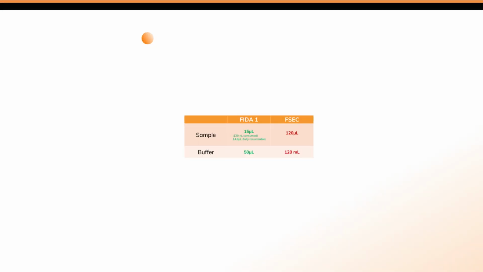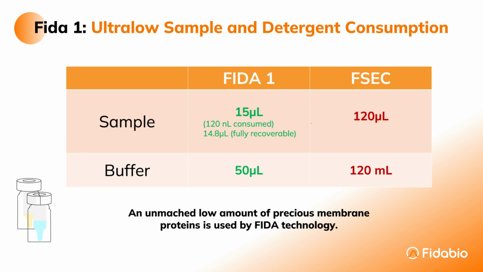In the FIDA detergent screening, compared to other standard methods such as FSEC, an unmatched low amount of precious membrane protein material is used. Only 120 nanoliters of diluted lysate is used in a triplicate measurement, with a lysate concentration between 0.02 and 0.1 milligram per milliliter of total protein concentration. The remaining dead volume is completely reusable for other experiments, and the detergent equilibration buffer of the capillary is only 50 microliters for 3 replicas.